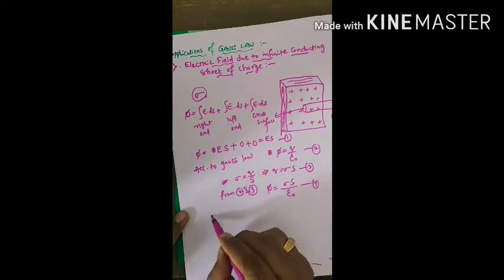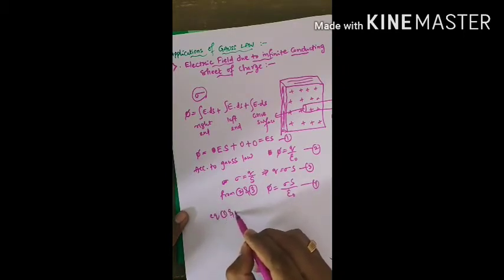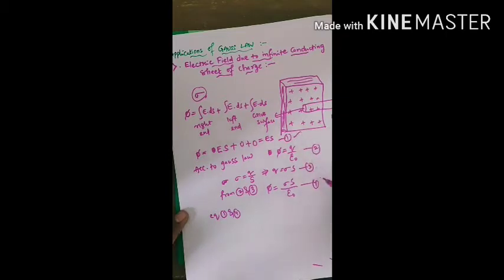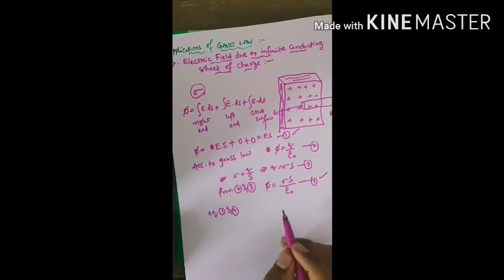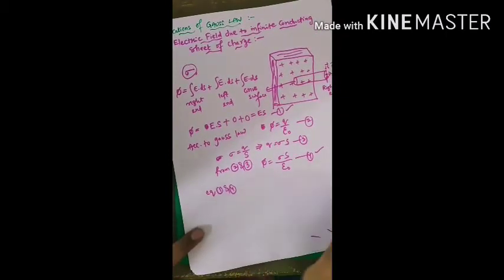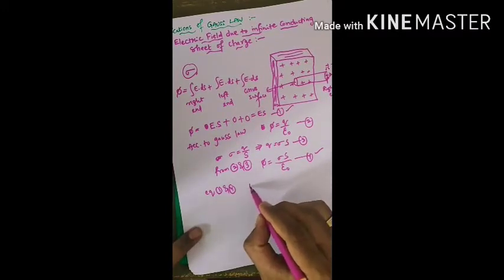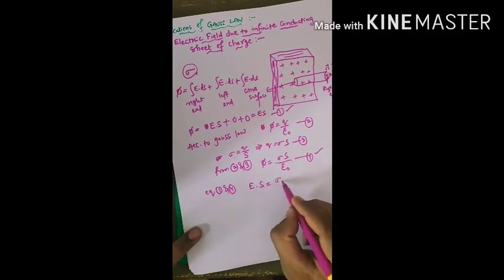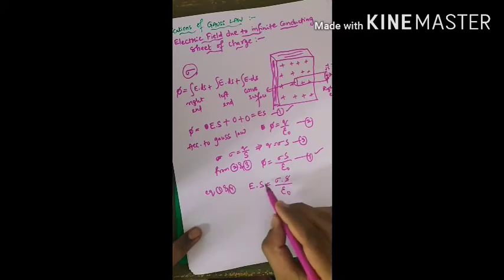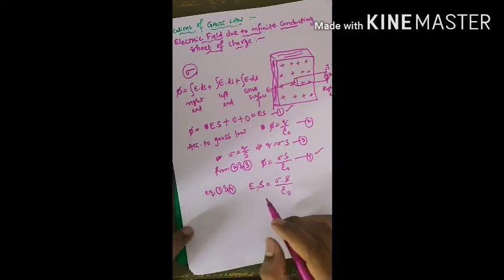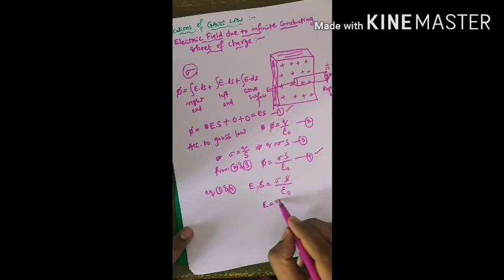Okay, now equations 1 and 4, see here, this and this. Equations 1 and 4, I'm writing: E into S is equal to sigma into S by epsilon naught. The S's cancel. Okay, so we get E is equal to sigma by epsilon naught.